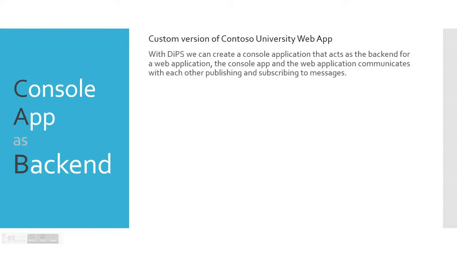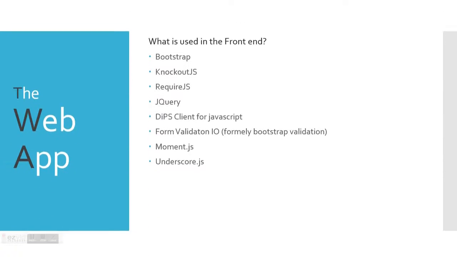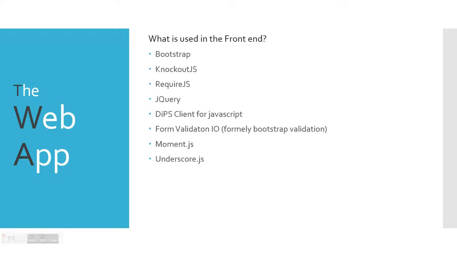What we use in the front end is, as I said, just HTML, JavaScript, and CSS. We use the following libraries: Bootstrap, Knockout.js, Require.js, jQuery, the DiPS client for JavaScript, and Form Validation EO. It's a project that changed its name. It was Bootstrap Validation. We also use Moment.js and Underscore.js.